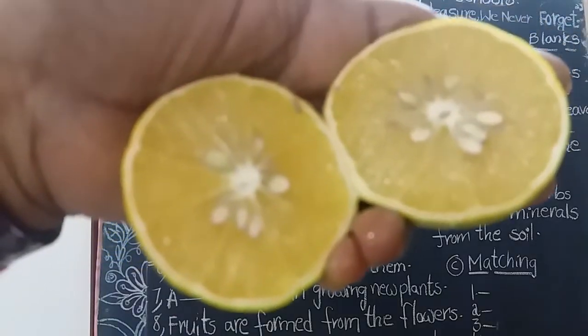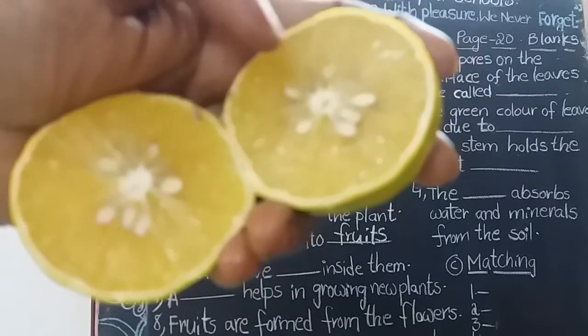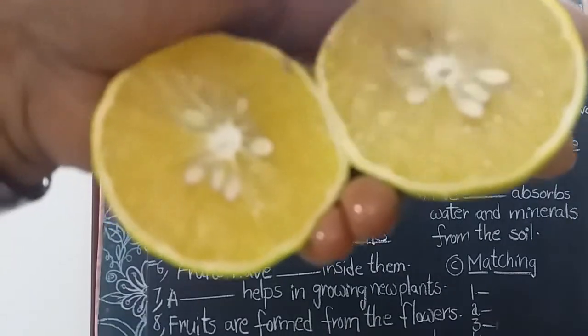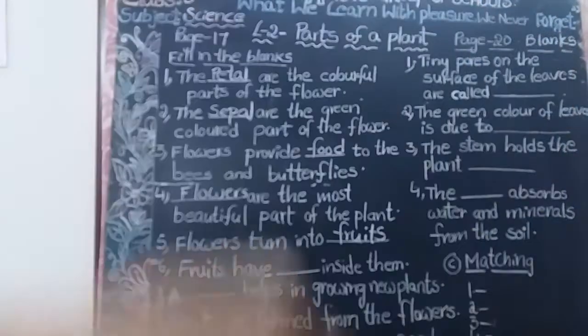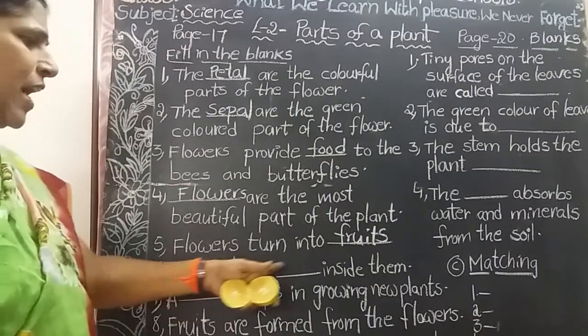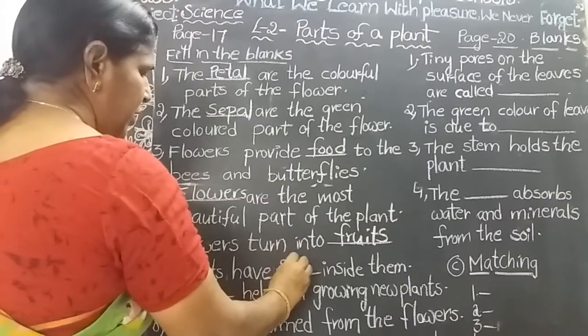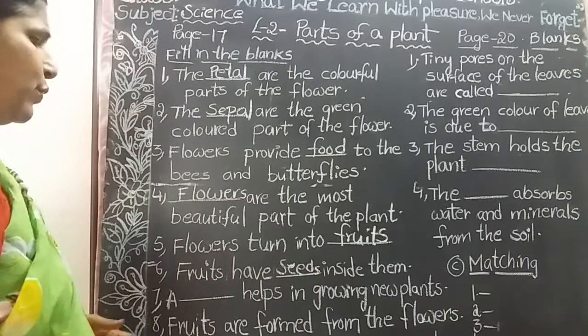Fruits have dash inside them. What is there inside the fruit? This is the fleshy and juicy part. These are all the seeds. Okay, children, see, these are also seeds. So what is the right answer here? Fruits have dash inside them. What is there inside the fruit? Seeds. Okay, seeds are there inside the fruit.